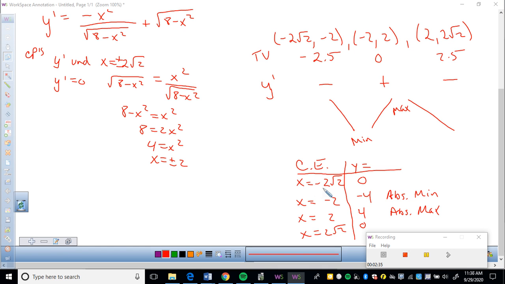So I look at my endpoints and my critical points, and I plug into the original function. And I got 0, negative 4, 4, and 0. So my absolute min is at x equals negative 2 and is equal to negative 4. And my absolute max is at x equals 2 and is equal to 4. Those are also relative max and min, and we will not designate endpoints as local maxes and mins. All right, so that's number 5. Let me set up the next one.